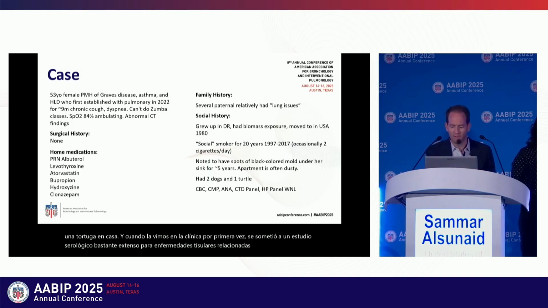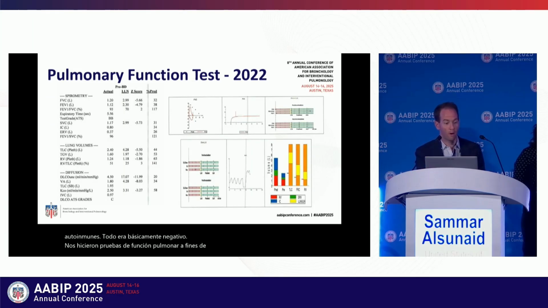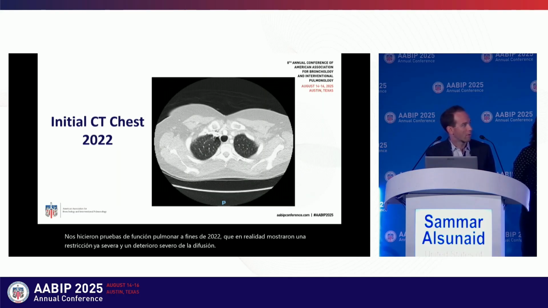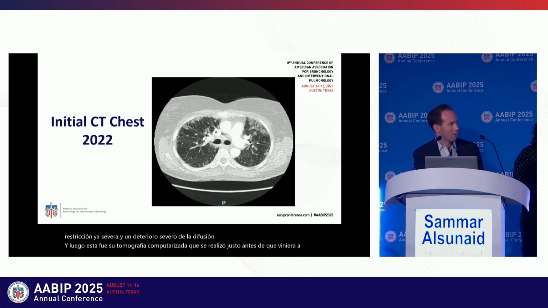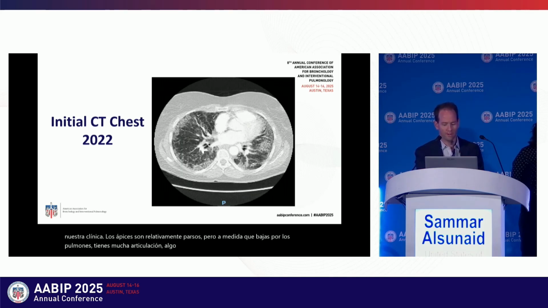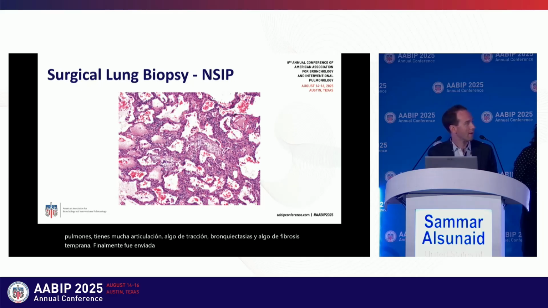Everything was basically negative. We got pulmonary function testing in late 2022, which actually showed already severe restriction and severe diffusion impairment. And then this was her CT that was done right before she came to our clinic. The apices are relatively spared, but as you go down the lungs, you have a lot of reticulation, some traction bronchiectasis, and some early fibrosis. She ultimately was sent for a surgical lung biopsy, and the pathology showed NSIP. So what did we do next?